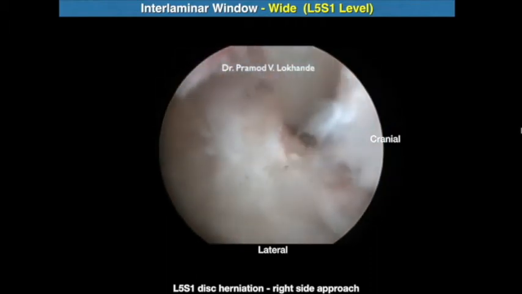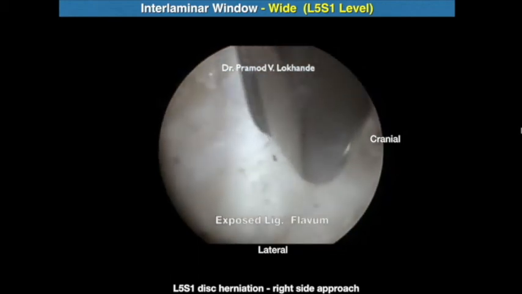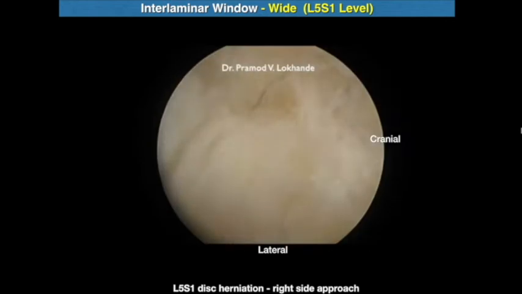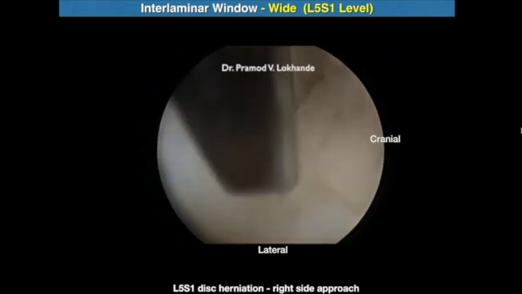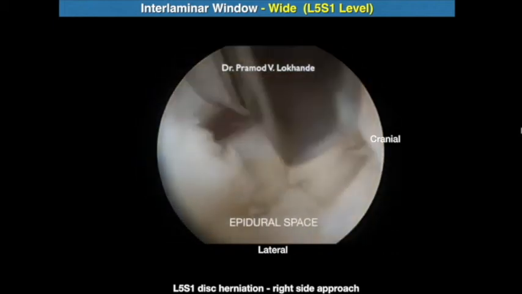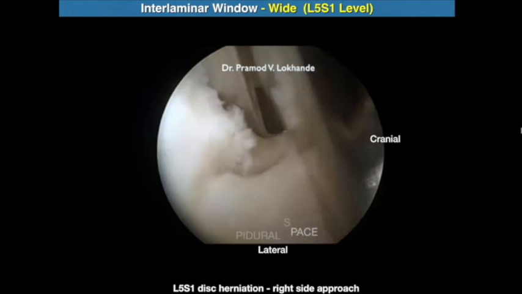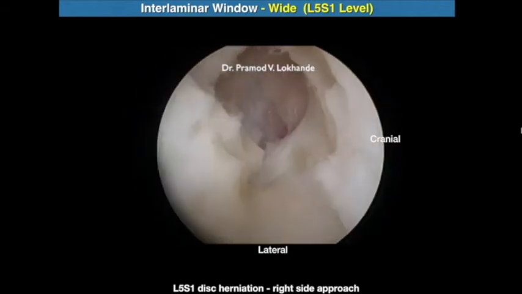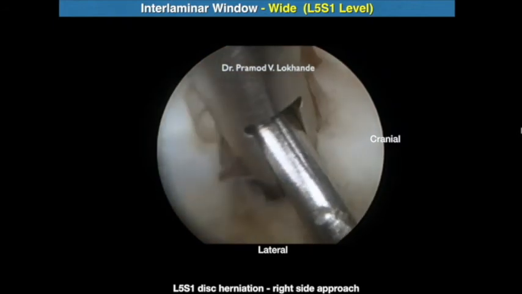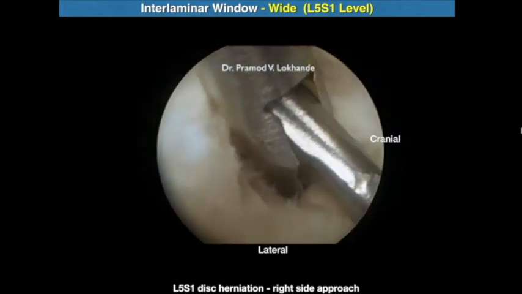some amount of muscle tissue and adipose tissue needs to be removed to expose the ligamentum flavum. The ligamentum flavum is then cut layer by layer with the help of a punch forceps till the epidural space is opened up. Then the flavum is continued to be cut laterally till the facet joint is reached.